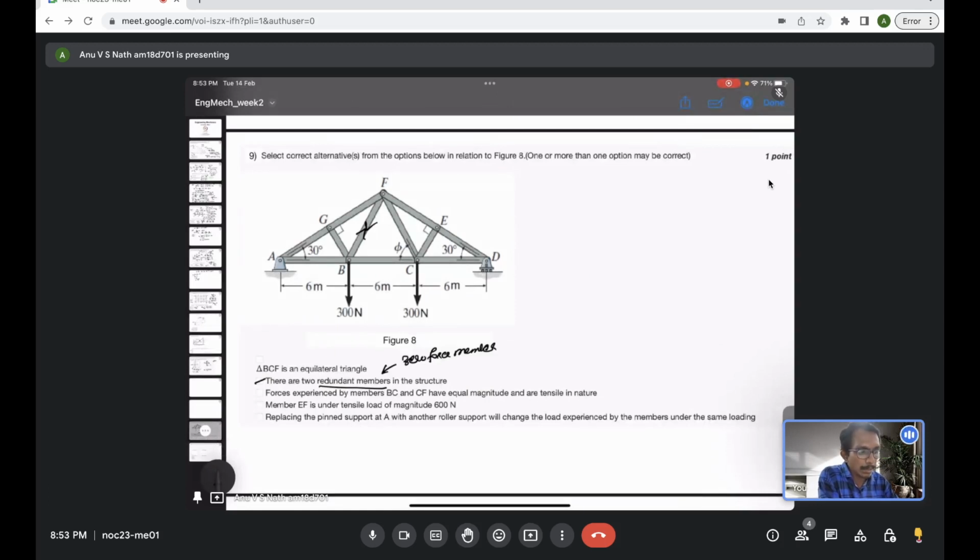So here you can see the joint G. If you just consider joint G, you can say GB will be a zero force member. And if you just consider joint E, you can say CE is a zero force member. So they are redundant in that sense. I hope that is clear.